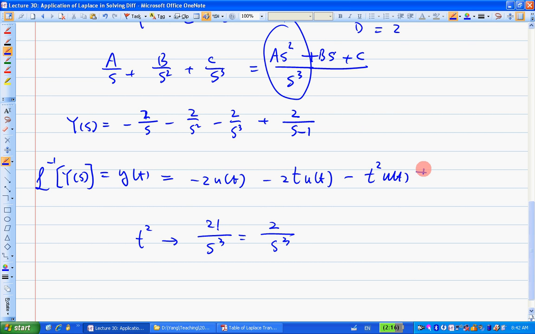And the last one there is 2 e to the power of t, u of t. So you can take u of t out of this whole bracket and then multiply by everything. So that's your y of t.